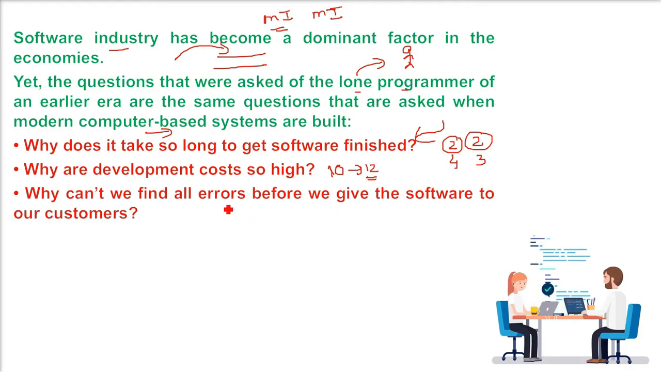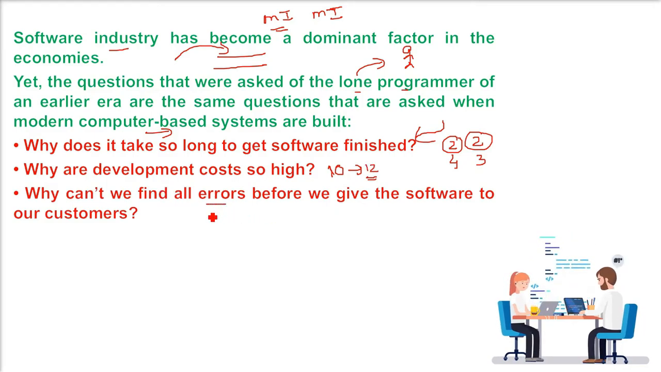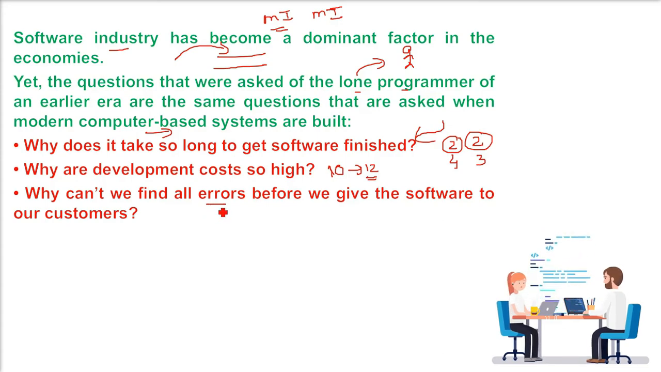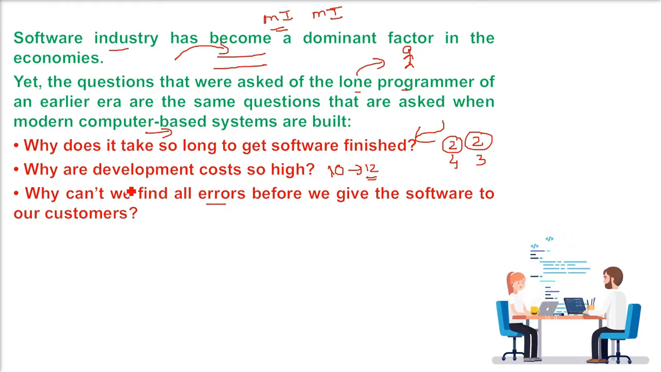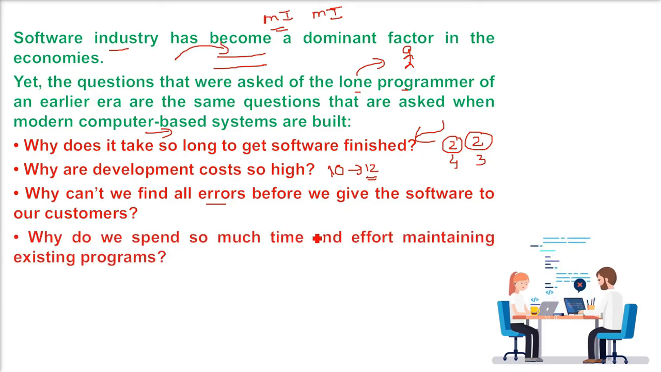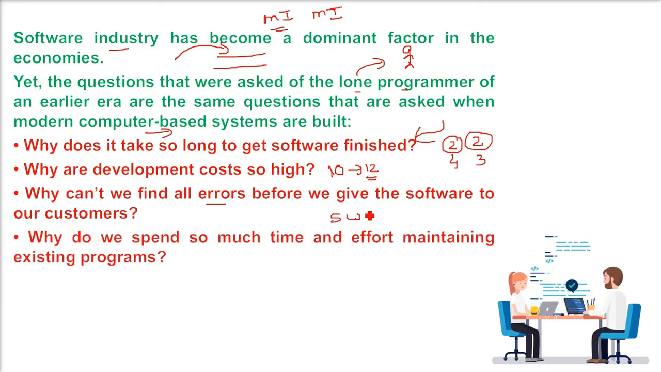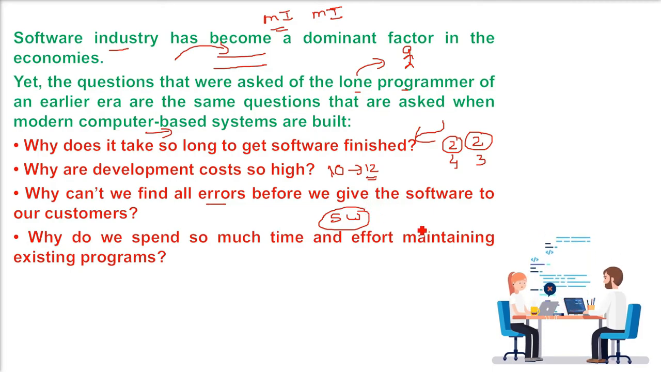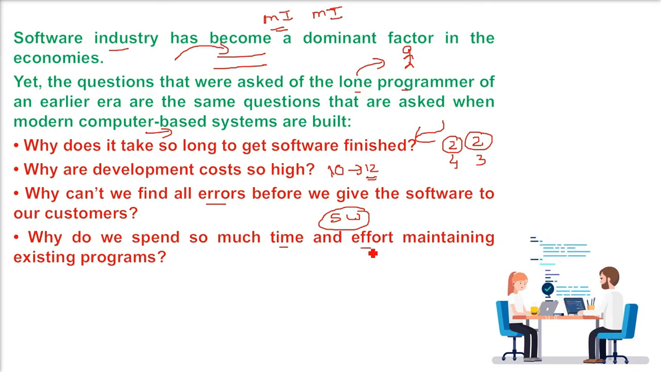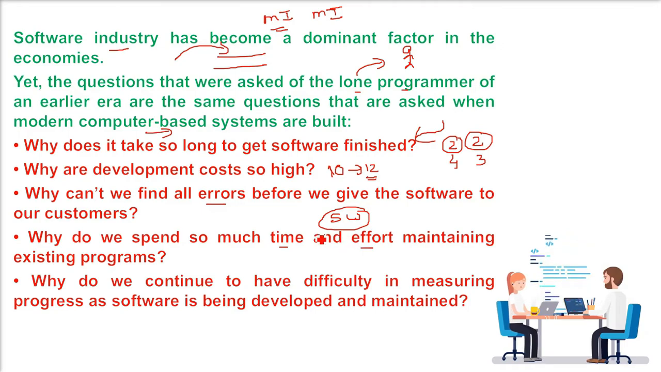Why can't we find all the errors? When you give the software to the customers, why can't all the errors be anticipated or cleared out? Why are there always errors even after you have delivered to the customer? And why are we spending so much time and effort to maintain the existing programs? For example, if the AMC is being given to you, some upgrade is there, so the time and effort is too much. Time, cost, effort.